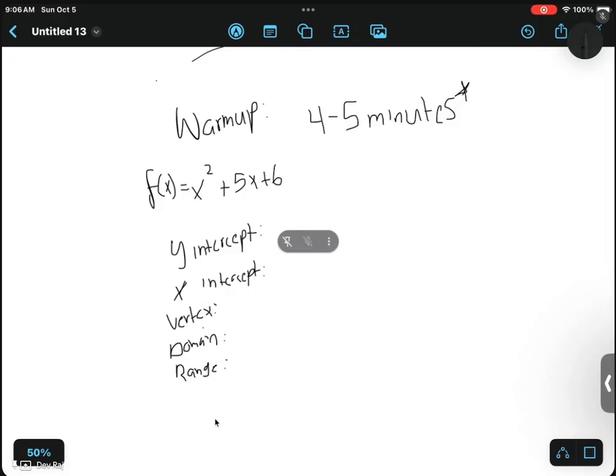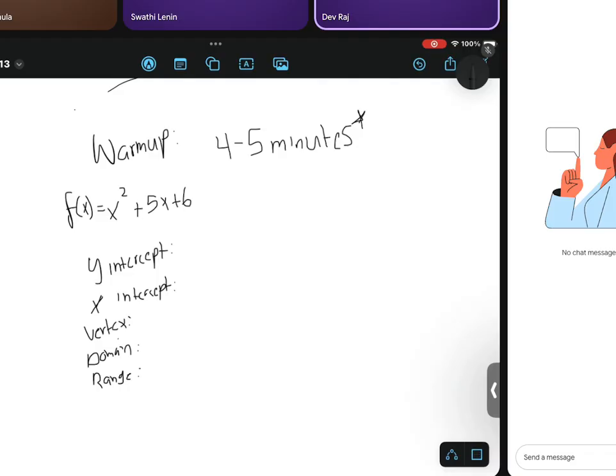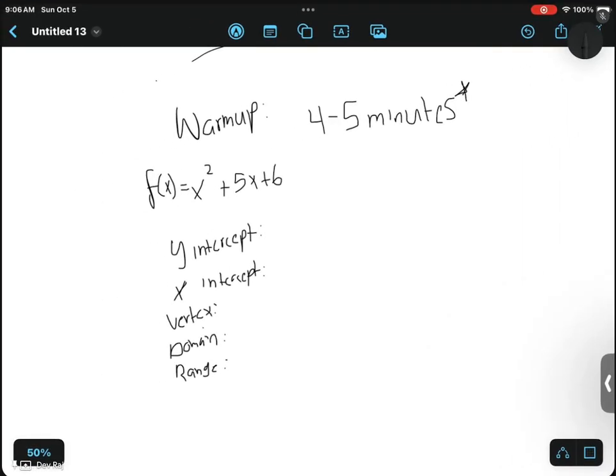The fourth one, of domain. Yeah, so that's like how much your x values are. Do you get the answers for all of them? Okay, can you put it in the chat? And then we'll review those.